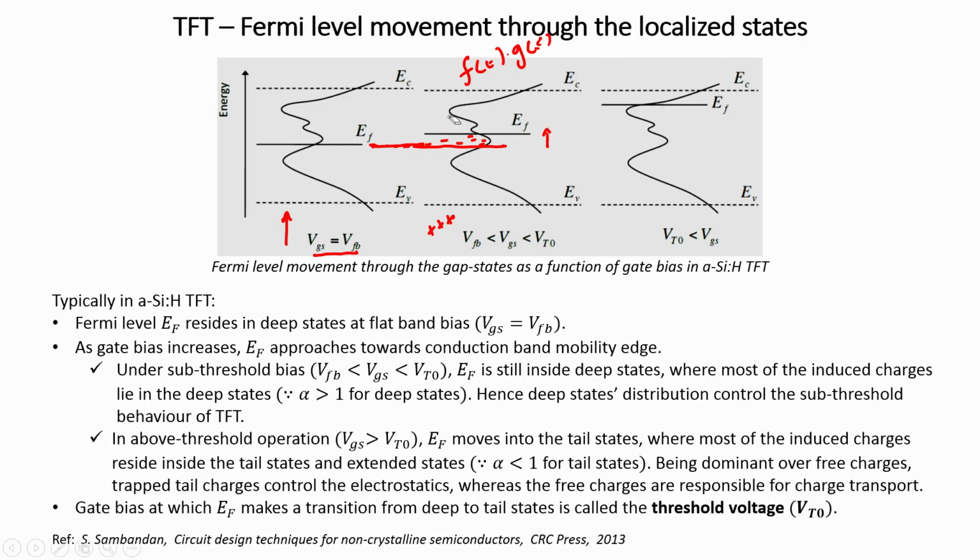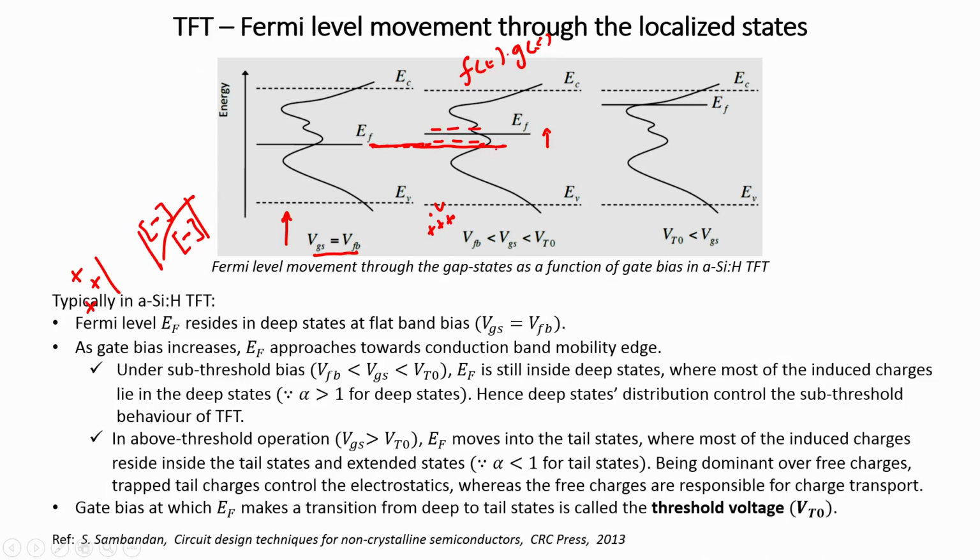Now, it is these electrons that are going to compensate for the positive charge that we have applied on the gate. In the case of crystalline silicon, we found that it was the band bending and the exposed dopant ions that were compensating for the positive charge on the gate. But here it is the trapped charge, or these electrons occupying acceptor-like states, that are going to contribute to the charge balance.